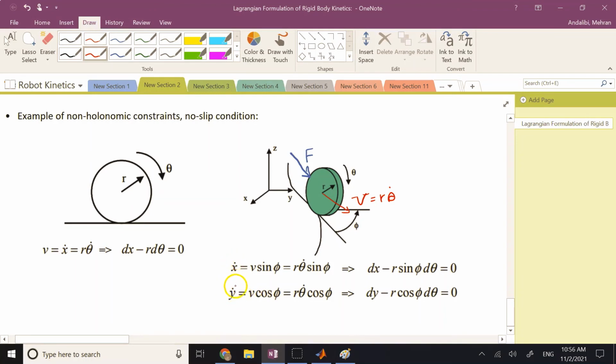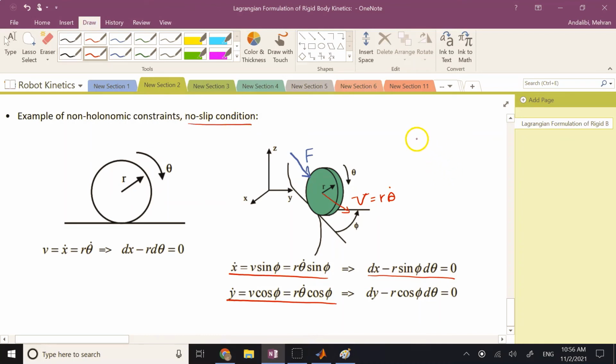If you write x dot and y dot as dx over dt and dy over dt, right? You can write them into differential format, or you can keep them in the original velocity equations or velocity constraints. So these two constraints that you see, x dot equal r theta dot sine phi and y dot equal r theta dot cosine phi, these are the constraints of no slipping conditions.